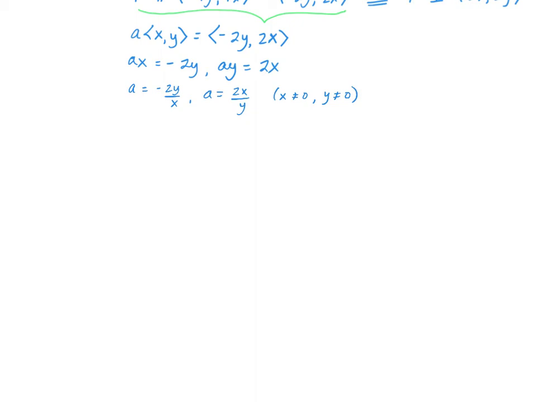Now, these two equations are both equal to a, so I can set them equal to each other and solve for negative 2y over x equal to 2x over y. I'm going to divide by 2 and multiply both sides by x over y to get negative 1 is equal to x squared over y squared. Notice there's no solution for that.